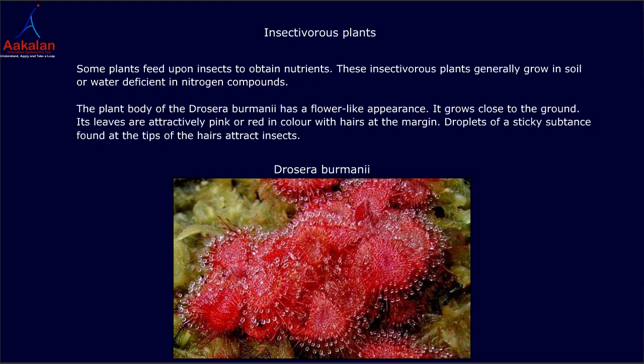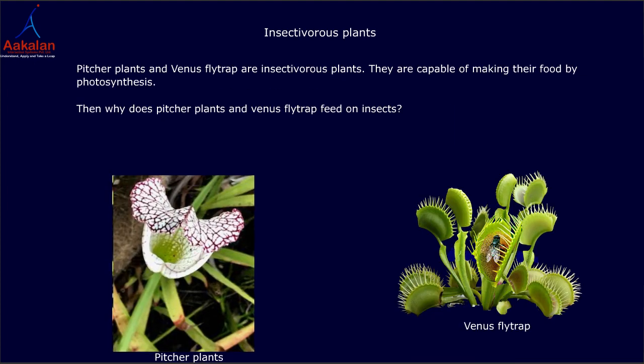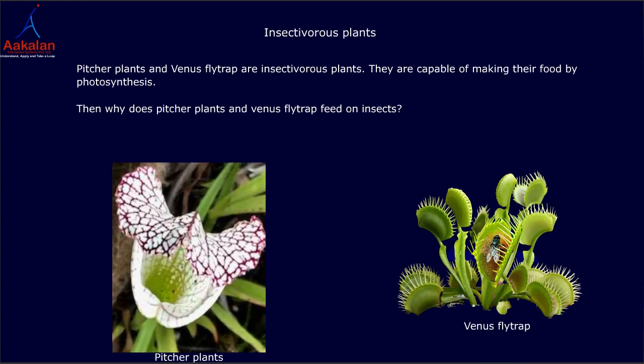Its leaves are attractively pink or red in color with hairs at the margin. Droplets of sticky substance found at the tips of the hairs attract insects. Pitcher plants and Venus flytrap are insectivorous plants. They are capable of making their food by photosynthesis.